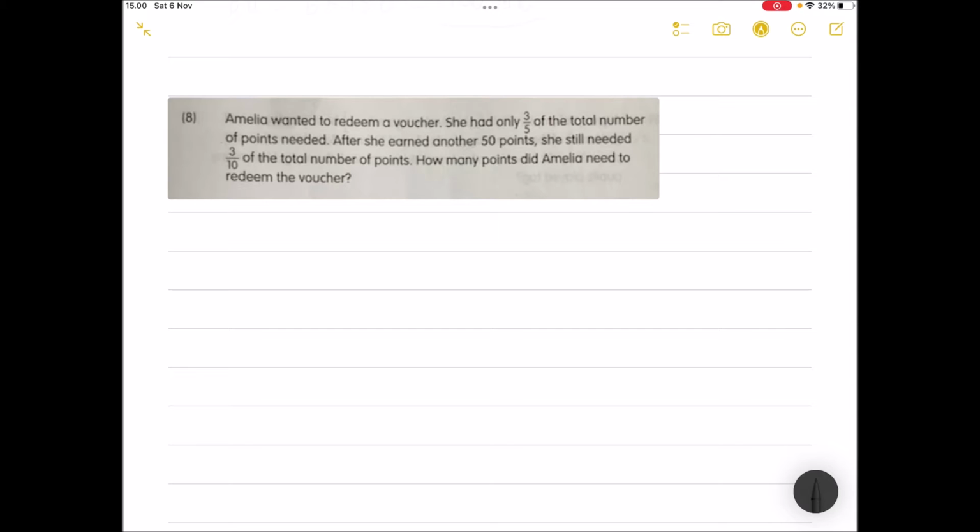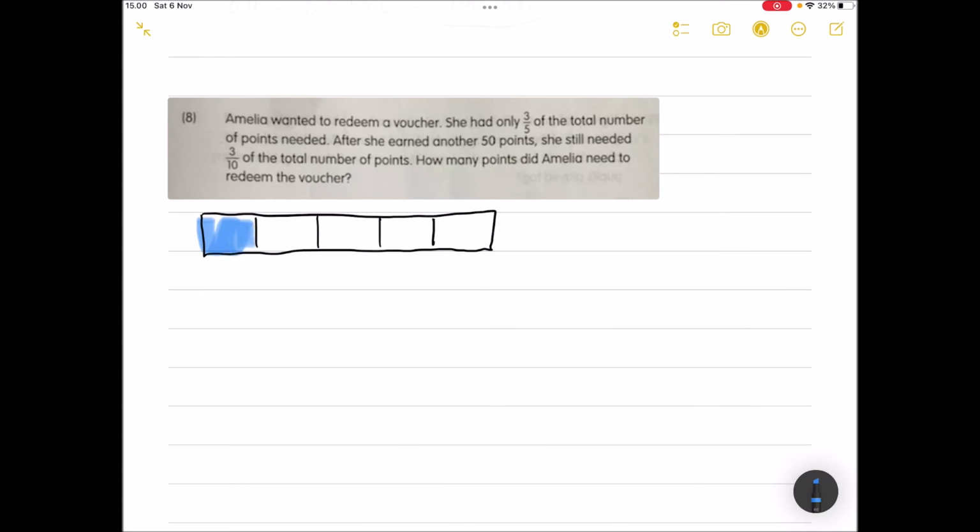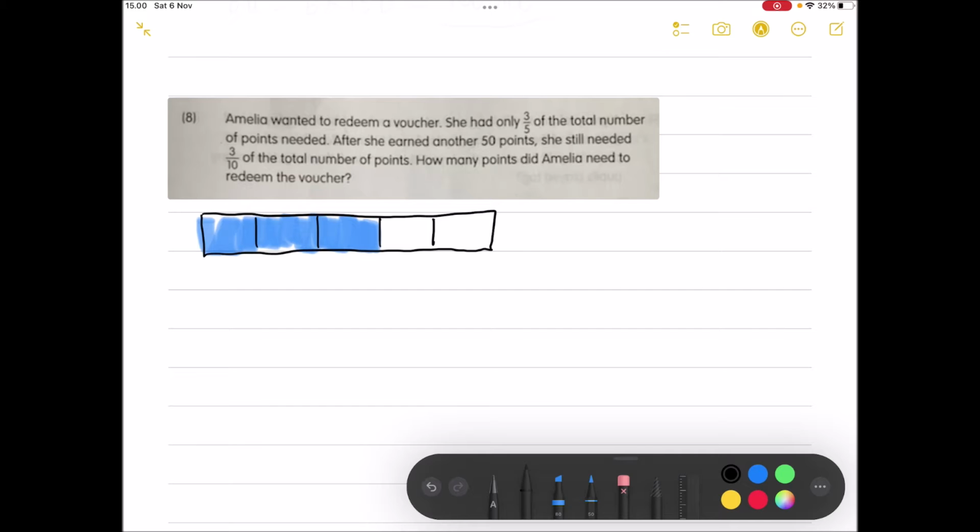Amelia wanted to redeem a voucher. So to redeem this voucher, she needs some number of points. That's the thing that we are going to draw here. This is all the points, okay? She had only 3/5 of the total number of points needed. So out of this, she had only 3. That is what she had.